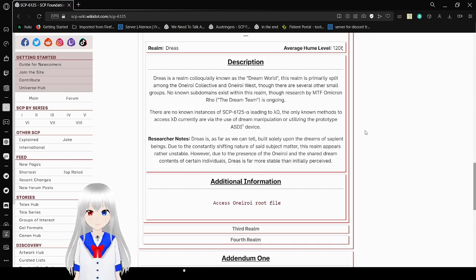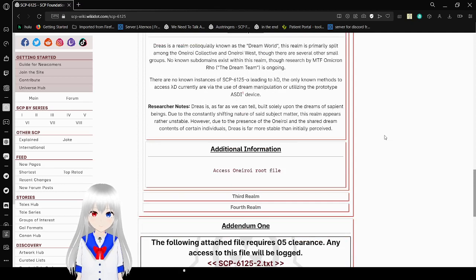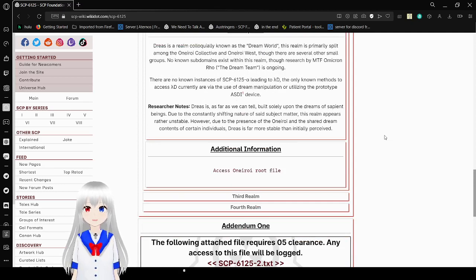The only known methods to access Dries are currently via the use of dream manipulation or utilizing the prototype ASDI, which is Arc Spatial Dream Interface device. Dries is, as far as we can tell, built solely upon the dreams of sentient beings. Due to the constantly shifting nature of said subject matter, the realm appears rather unstable. However, due to the presence of the Honoroi and the shared dream contents of certain individuals, Dries is far more stable than initially perceived. We'll read about Honoroi at another time.